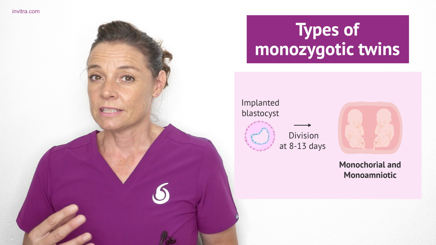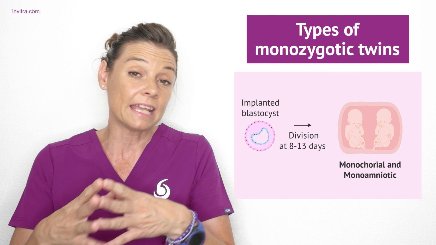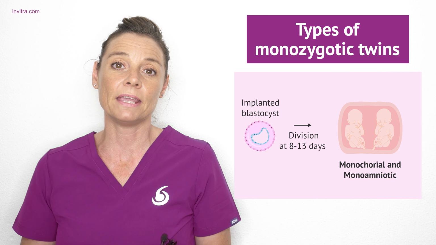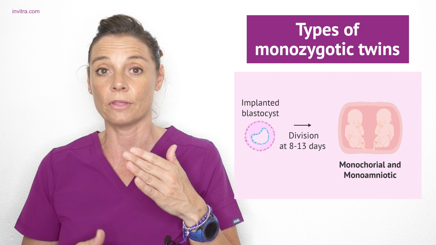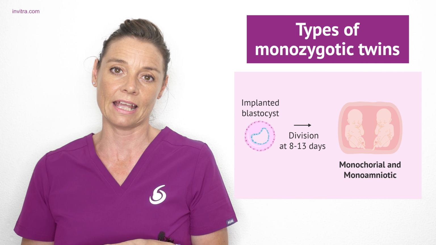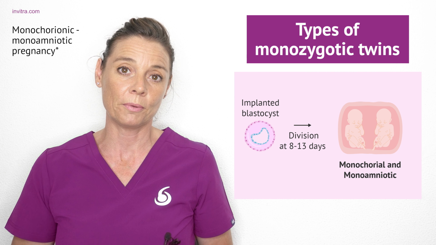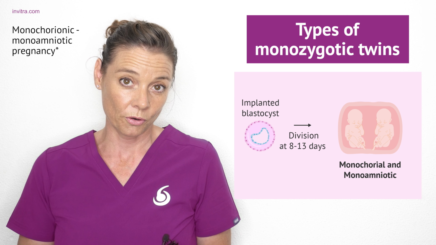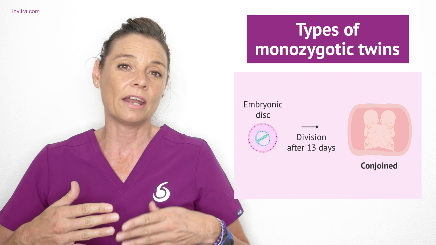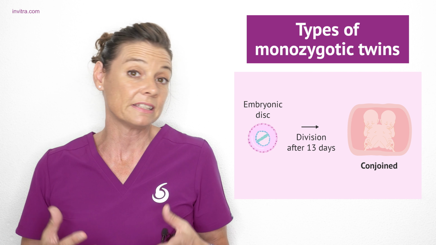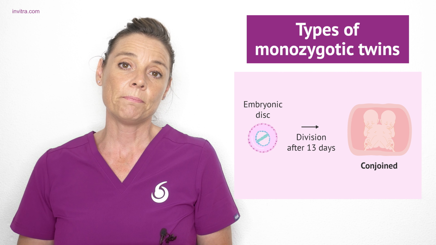After this, if the split occurs a little bit later, perhaps from day 13, it may be that the two embryos will share both the placenta and the embryonic sac. Hence the term monochorionic monoamniotic pregnancy.